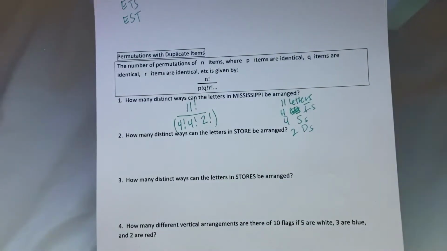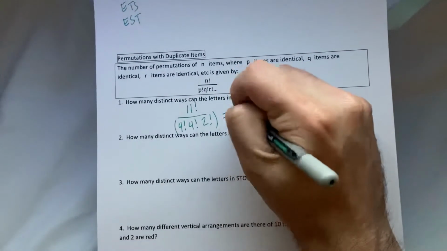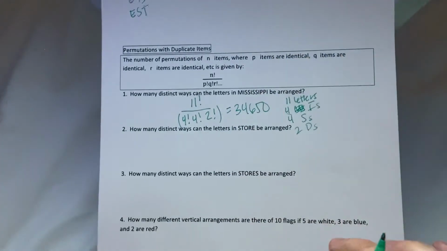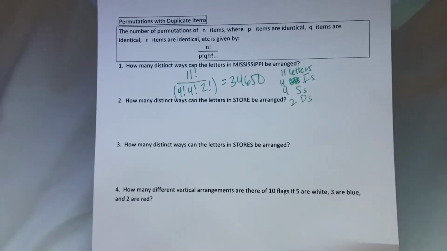So looks like this is 34,650. I'll let you do 2 and 3. You can check it on the completed notes on Canvas.